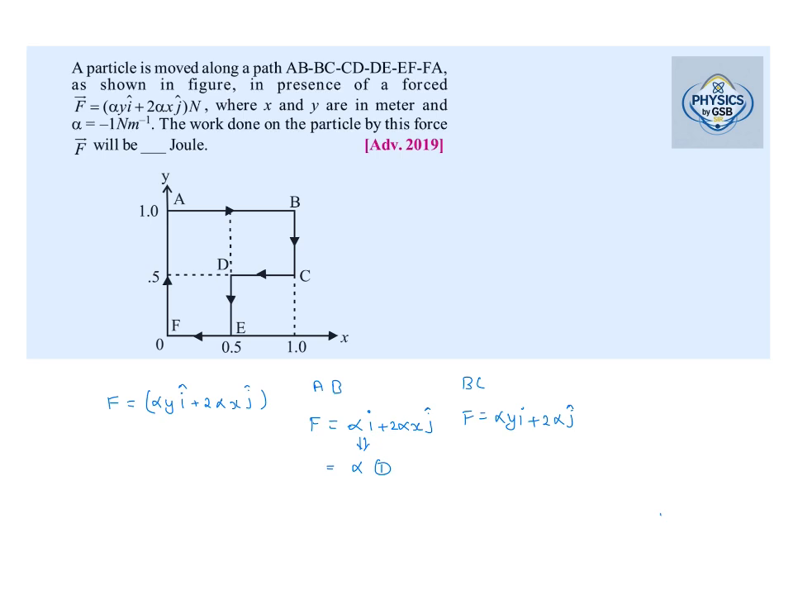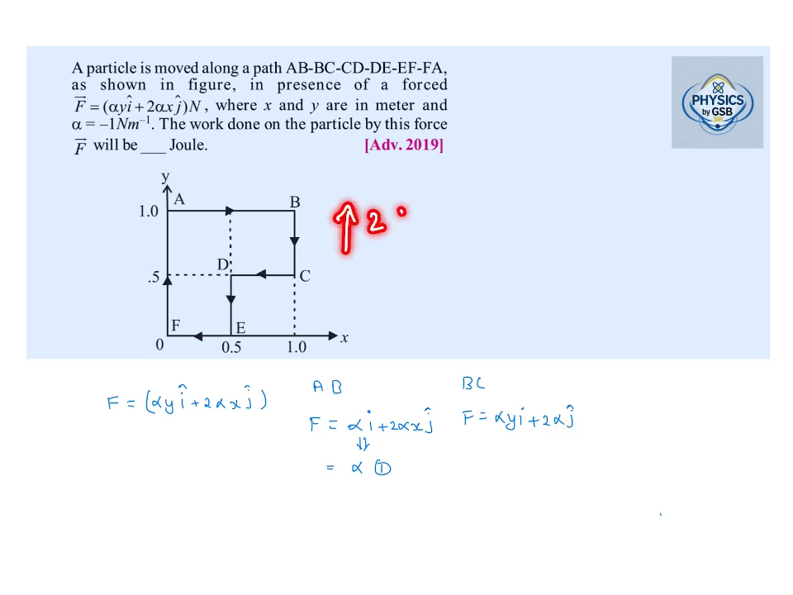Now the particle is moving in the y direction. So only the force in the y direction should be responsible for doing work, because this force is in the x direction. Why? i cap represents the x direction. So this force is acting in the x direction and we are moving in the y direction. So work done by this force will be 0 here. So I'm not considering this. I'm considering 2 alpha, which is in the j direction.